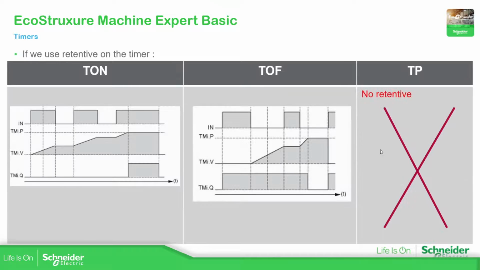And then we have the retentive. The retentive we don't have for the TP. We have it for the T-on and T-off. Basically, with the retentive, we retain the actual value when the input is disconnected, as you can see over here. This is basically the retentive for both of them. It retains the actual value of the timer.